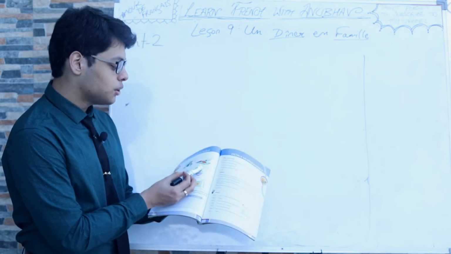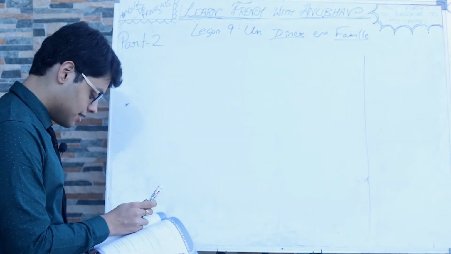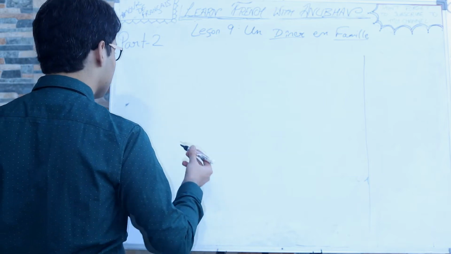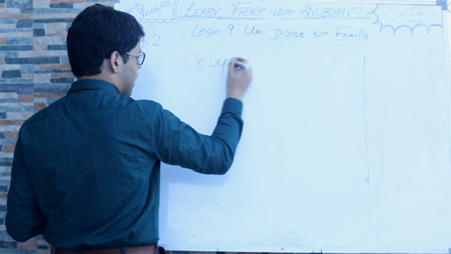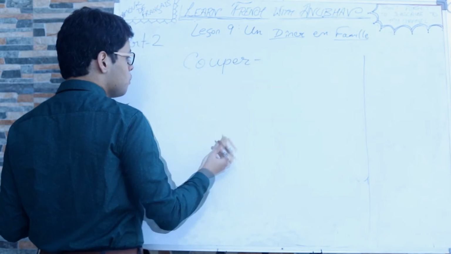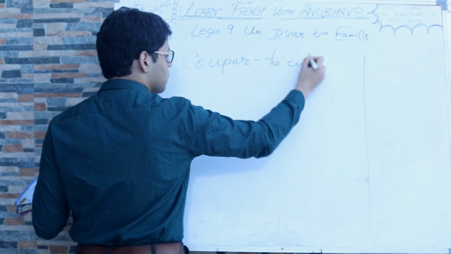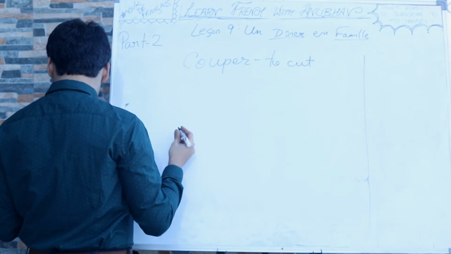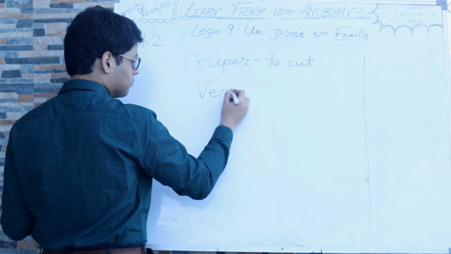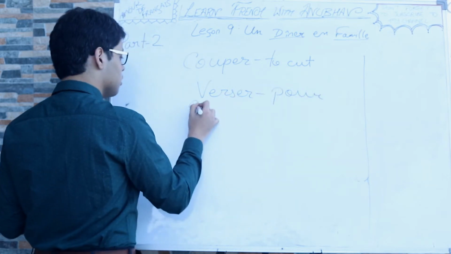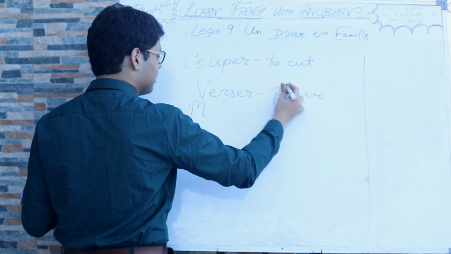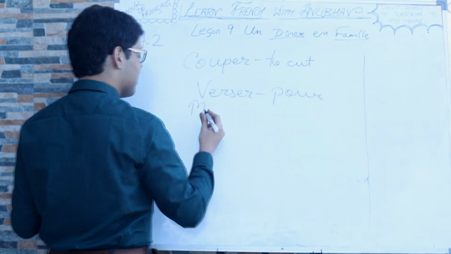Then next step is to cut. Let me just write some words. They may not be clear if I say the spelling only. Couper. Couper means to cut. And verser means to pour. Don't read it as pour in English. This is the English one, pour.